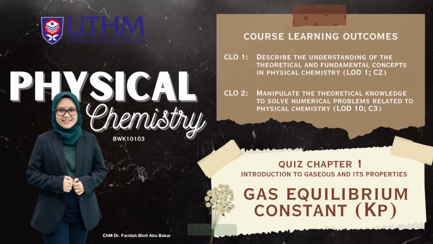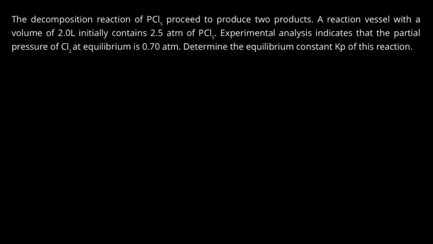In this video, we shall discuss gas equilibrium constant Kp, part 2. The decomposition reaction of PCl5 proceeds to produce two products. The reaction vessel with a volume of 2 liters initially contains 2.5 atm of PCl5. Experimental analysis indicates that the partial pressure of chlorine gas at equilibrium is 0.70 atm. Determine the equilibrium constant Kp for this reaction.